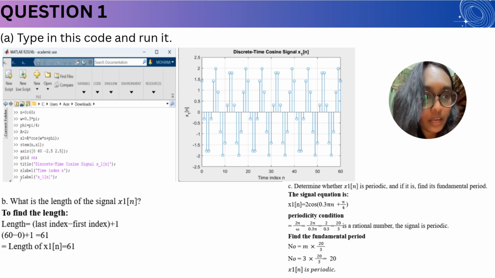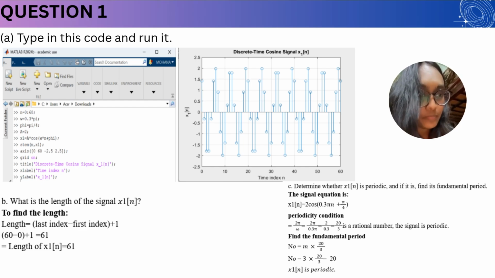In this video, I will present question 1 and question 2. For part A, we typed the given code in MATLAB and ran it. The code generates a discrete time cosine signal x1n with amplitude 2, frequency 0.3 pi and phase pi over 4, and plots it using the stem function.